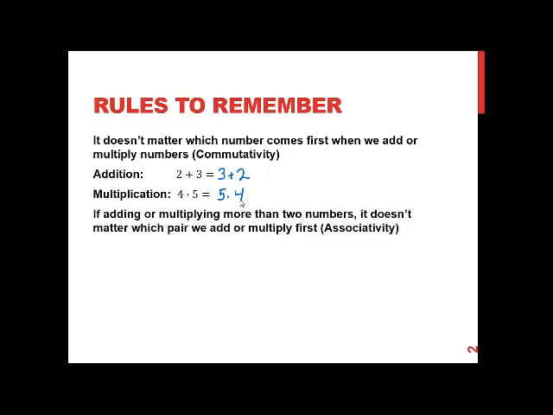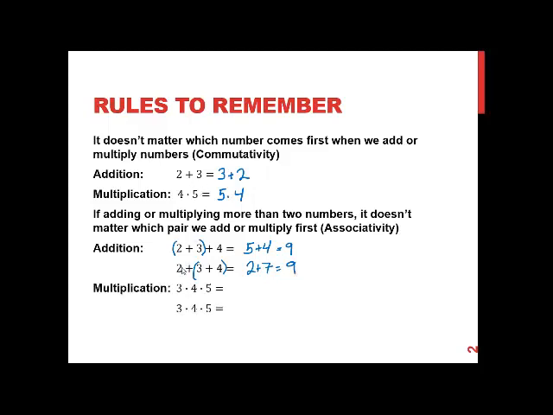Another principle we have is that if we are adding or multiplying more than two numbers, it doesn't matter which pair we add or multiply first. This is associativity. So for example, with 2 plus 3 plus 4, it doesn't matter if we add the first two numbers first. 2 plus 3 is 5, and then add the 4, giving us 9. Or if we add the second two numbers first, 2 plus 7 is also 9.